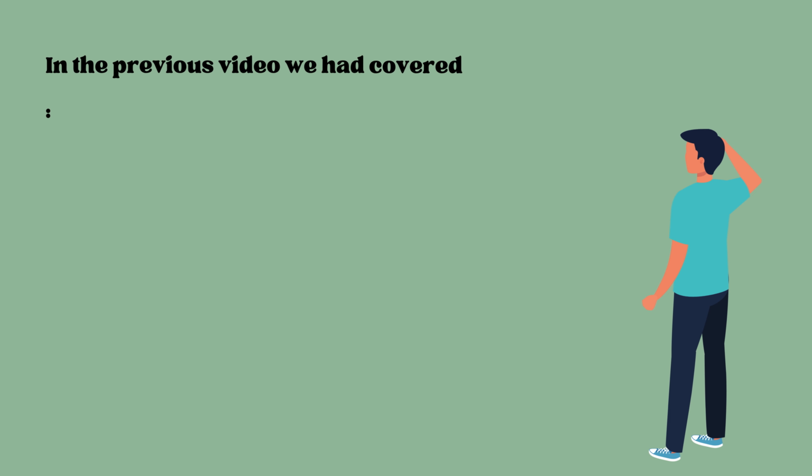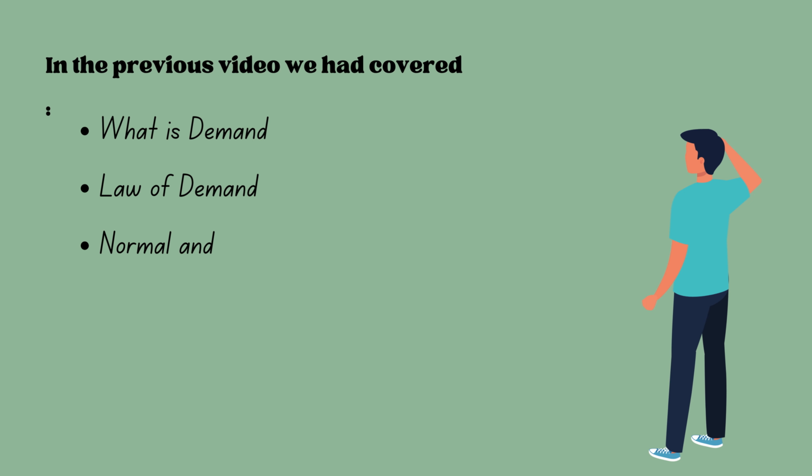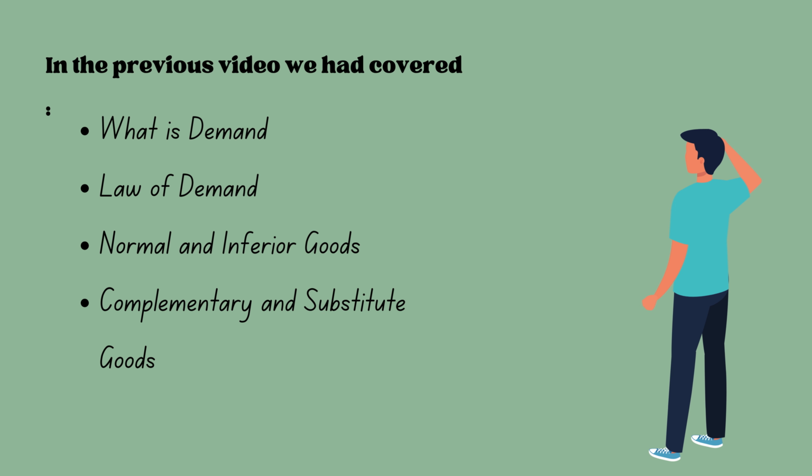In the previous video, we had seen that demand is the optimal quantity of a good that a consumer chooses at different price levels. We had looked at the law of demand, normal and inferior goods, and what complementary and substitute goods are. Let's start the video by looking at the factors that are responsible for a shift in demand curve versus the factors that cause a movement along the demand curve.